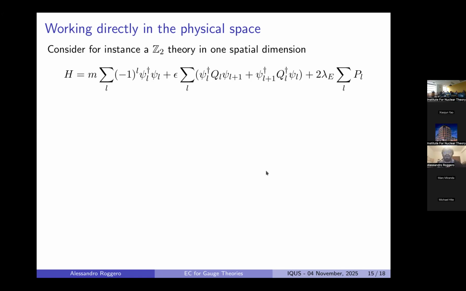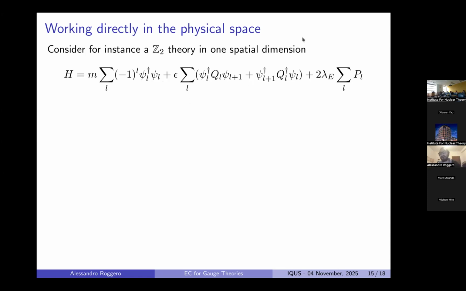Another way to use this parallel between quantum error correction codes and gauge theories is exactly as I was saying right now. If you have your initial Hamiltonian, this one here is a 1+1D Z2 theory with spinless fermions: a mass term, a hopping term with your parallel transporter, and an electric field term. This one here is written in general, where every single operator on its own can break Gauss law.